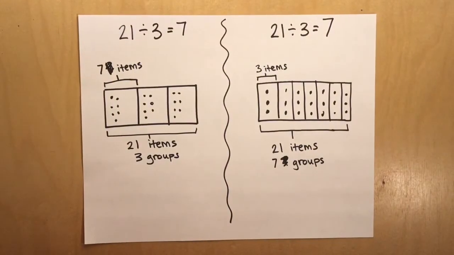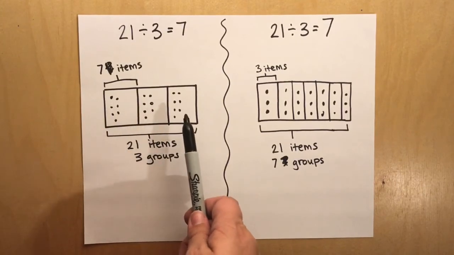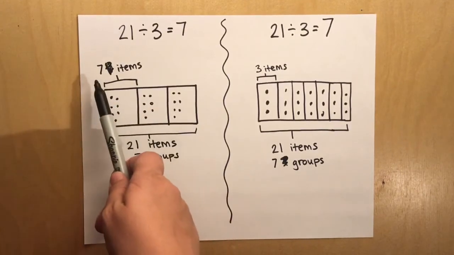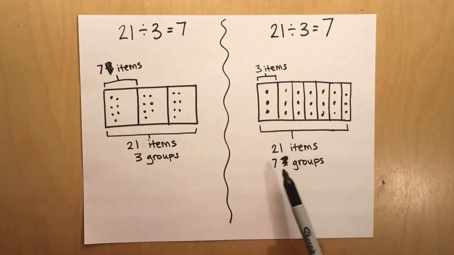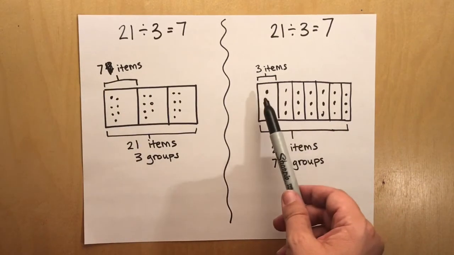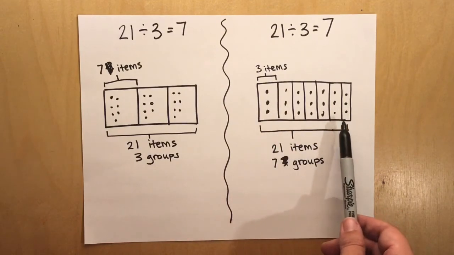You should have found out your final answer was 21 divided by 3 is 7. Here, if we divide 21 into 3 equal groups, there's 7 in each group, so your unknown is 7. For here, our unknown was how many groups we had, so if we divide it into groups of 3, we're able to make 7 groups of 3.